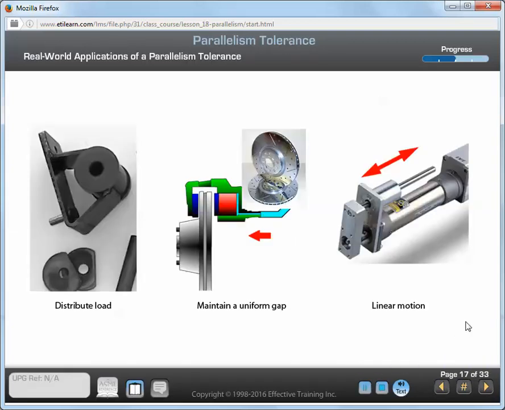There are many real-world applications for a parallelism tolerance. Three typical applications are shown here. On the left is an application where a parallelism tolerance could be used to control orientation, to ensure a distributed load, and to reduce wear. In the center is an application where a parallelism tolerance could be used to control orientation to maintain a minimum gap between components of an assembly. On the right is an application where a parallelism tolerance could be used to control orientation to ensure linear motion without binding.